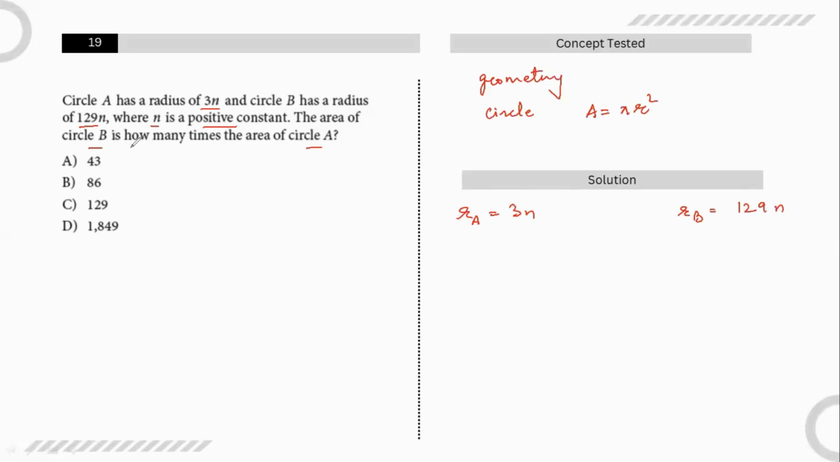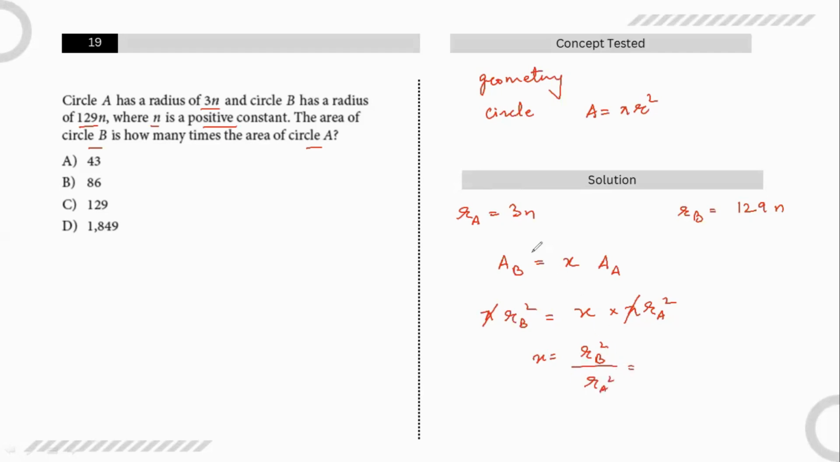N is a positive constant. So they are saying that area of B is how many times area of A? Let's say that is x times the area of circle A. And what is the area formula? That is pi r square. So pi r_B square is equal to x times pi r_A square. Pi will get cancelled from both sides. X will be nothing else but r_B square divided by r_A square.